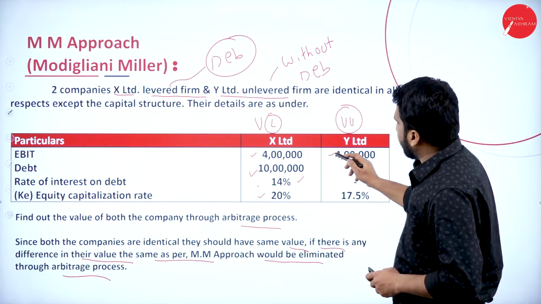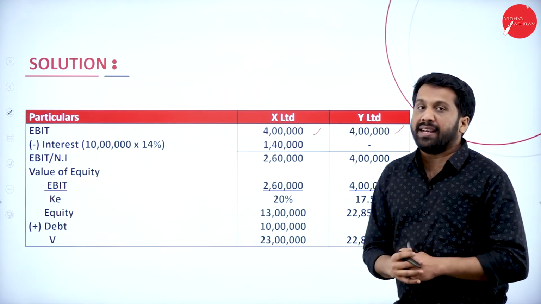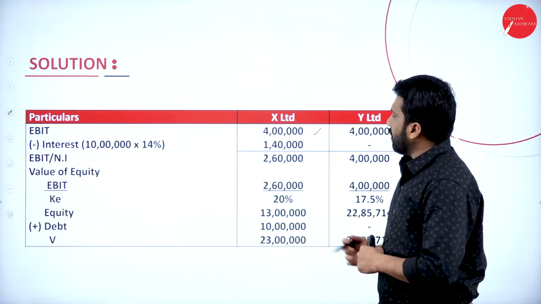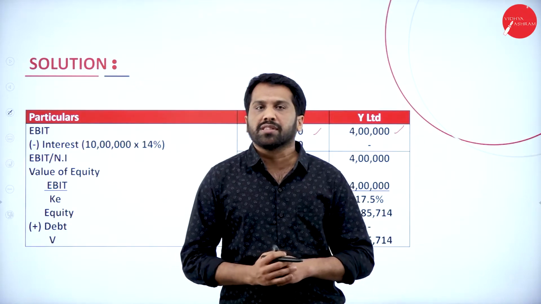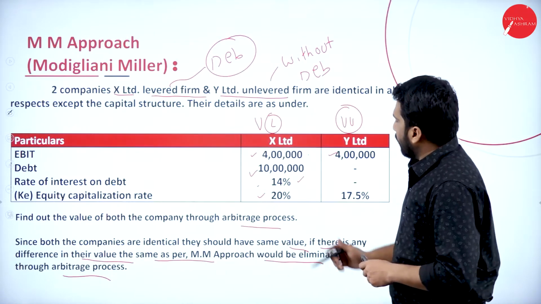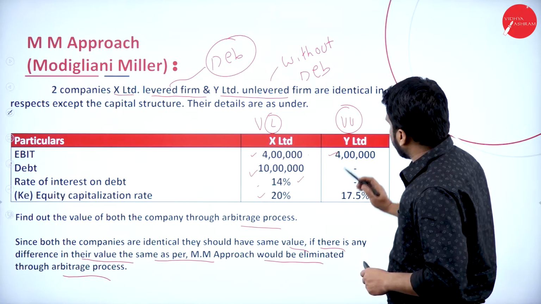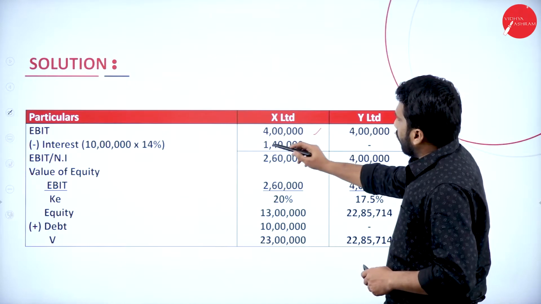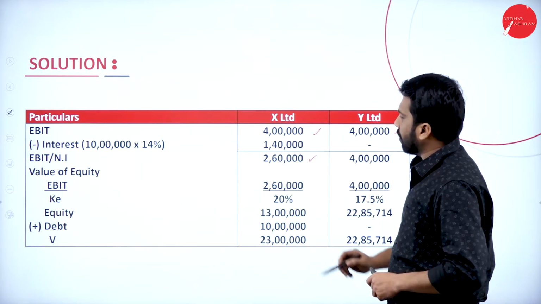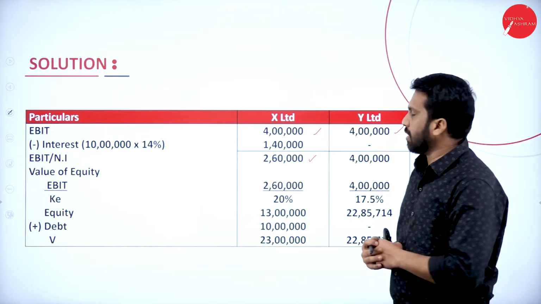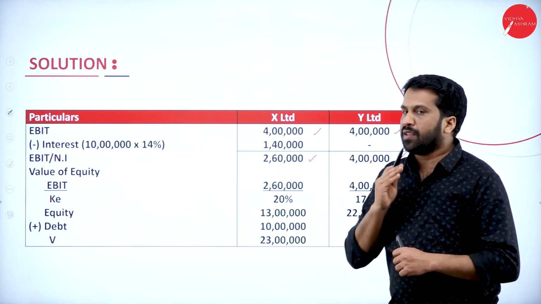Your EBIT is 4 lakh and 4 lakh. Minus interest. From EBIT we are deducting interest. Interest should be calculated on debentures. The first one we have 10 lakh at 14%. The second one has no debenture, so no calculation. On 10 lakh at 14% we have 1 lakh 40,000. 4 lakh minus 1 lakh 40,000, you got 2 lakh 60,000. For the second, 4 lakh minus nil, it will be 4 lakh only. Hope you are clear?